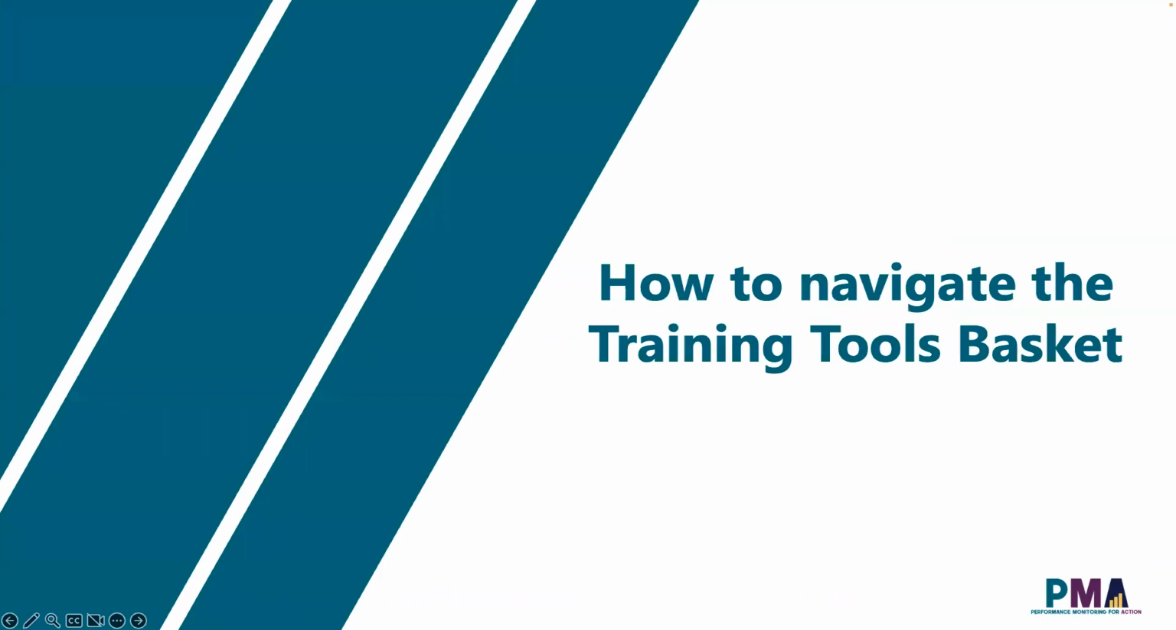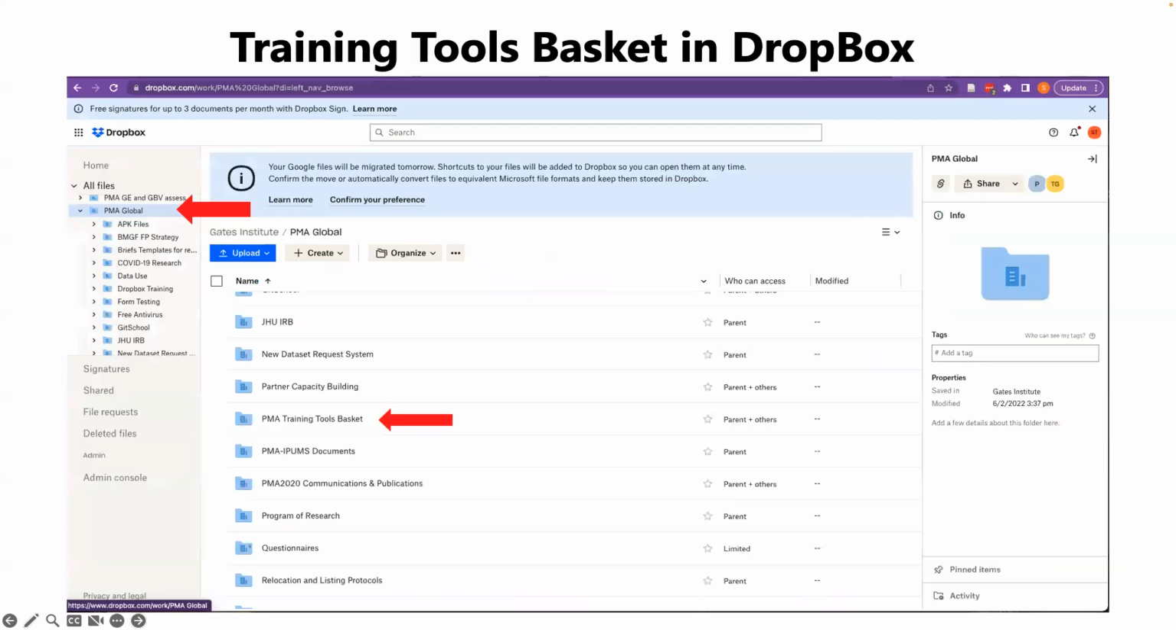So, how do we actually navigate the training tools basket? Here you see the web version of Dropbox. When you open and log into Dropbox, you should see a side panel of all of the folders you have access to under your Dropbox account. The Training Tools basket exists within the PMA Global folder, so click on that. You see here on the left side, the left red arrow here. Once you click on PMA Global, scroll down to the subfolder titled PMA Training Tools Basket.